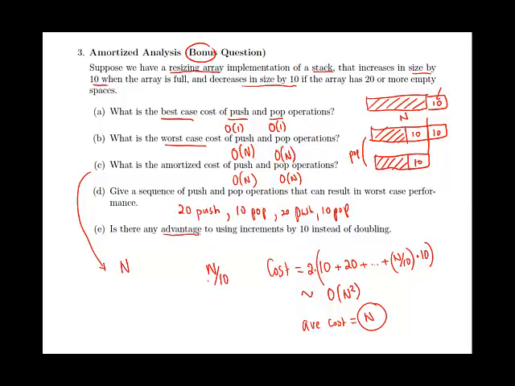One thing that's interesting is, is there an advantage to using increments by 10 instead of doubling? We know that doubling gives us the best performance. With doubling, we can get this amortized cost to be big O of 1. That's great. But then why would you even do this? So I think one of the arguments you can make is that in doubling, you're going to have a lot of space that may not be used. So you're going to use a lot of space.